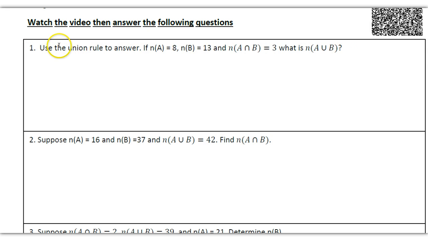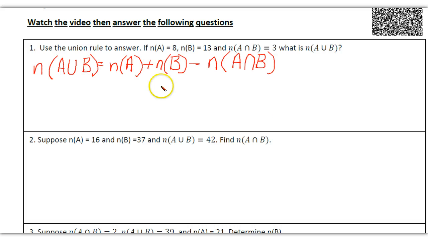In our next section, page 90, we're going to use some of the rules that we had earlier. We're asked to use the union rule, which is this, right from our textbook. The number in A union B is you take what A is, add it to B, but now you have to subtract those that intersect.